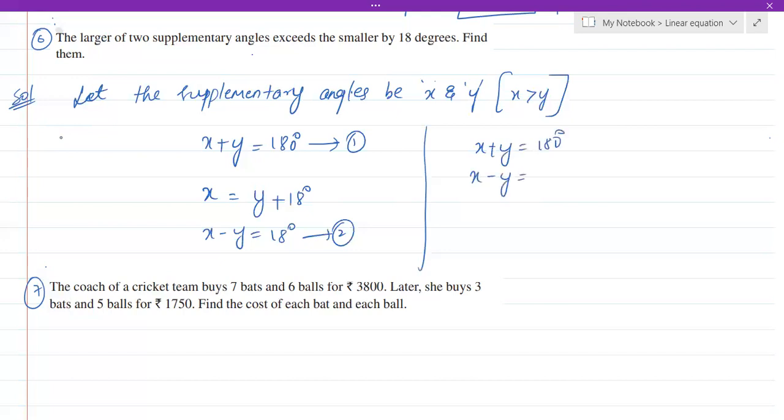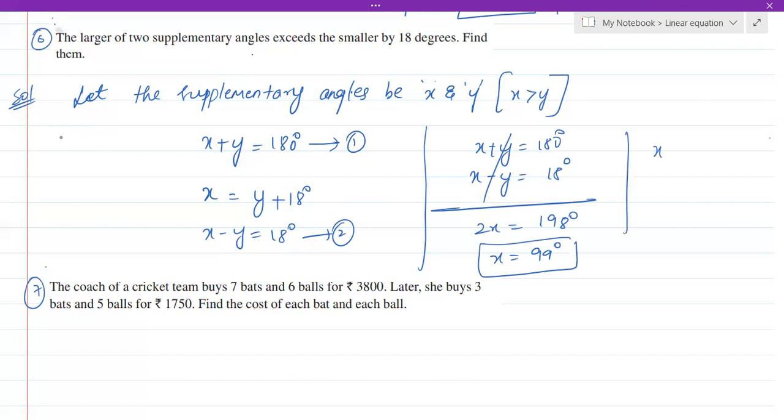x minus y is equal to 18 degrees. So plus y and minus y get cancelled. Therefore, 2x is equal to 198, which implies x is 99 degrees. If x is 99 degrees, we know that x plus y is 180. So 99 plus y equals 180, which implies y will become 81 degrees.